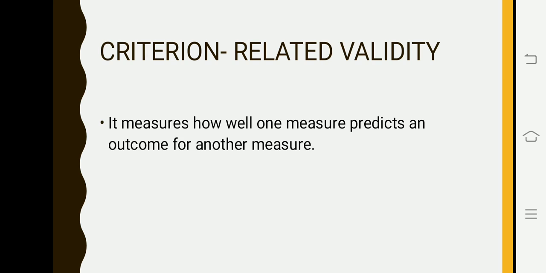Next, we have criterion-related validity. It measures how well one measure predicts an outcome for another measure. So, criterion-related validity is very useful for predicting performance or behavior in another situation, either past, present, or future. So, it's all about comparing the test to those of another.